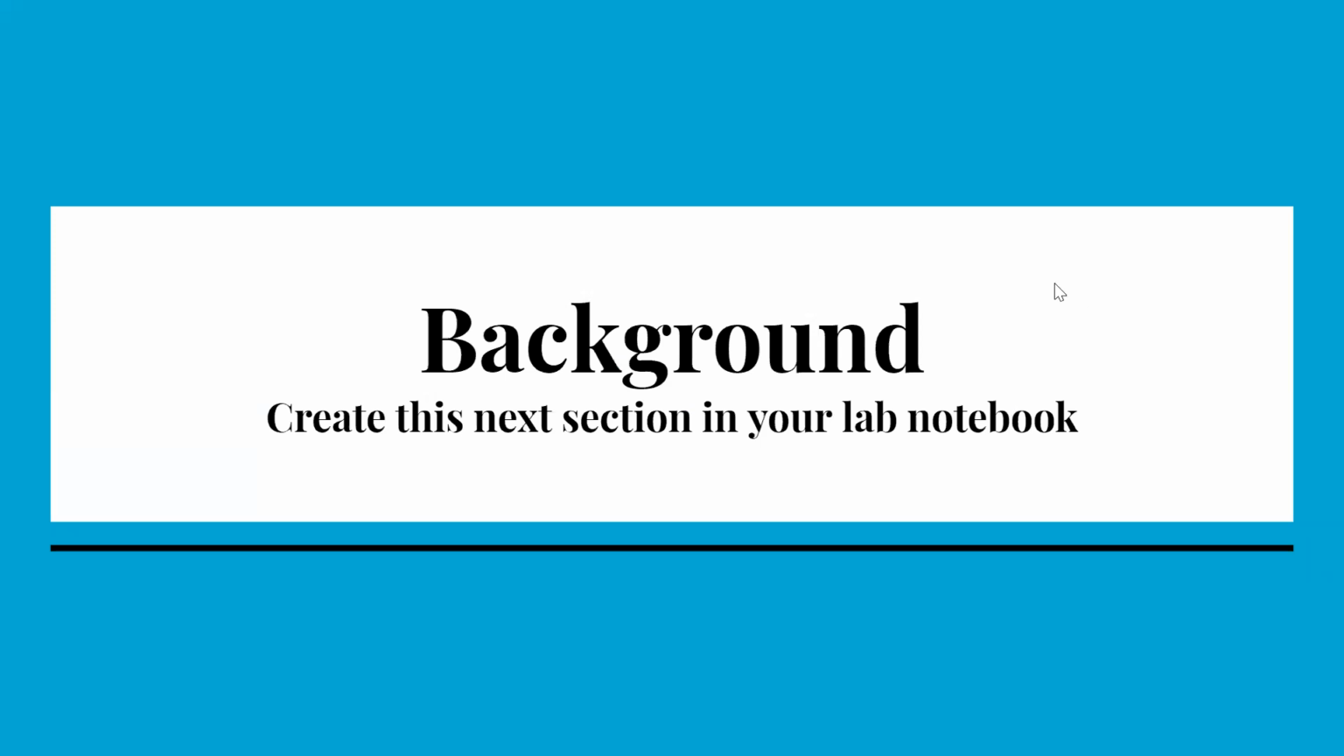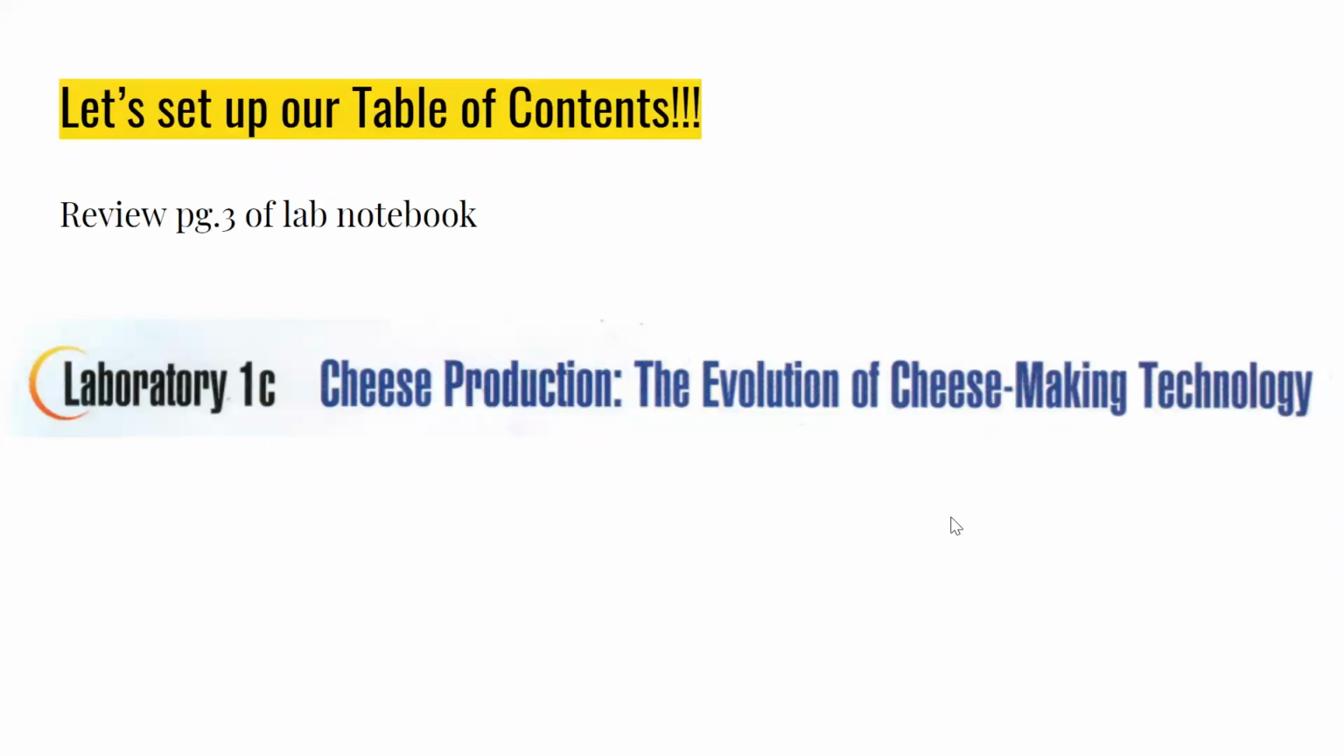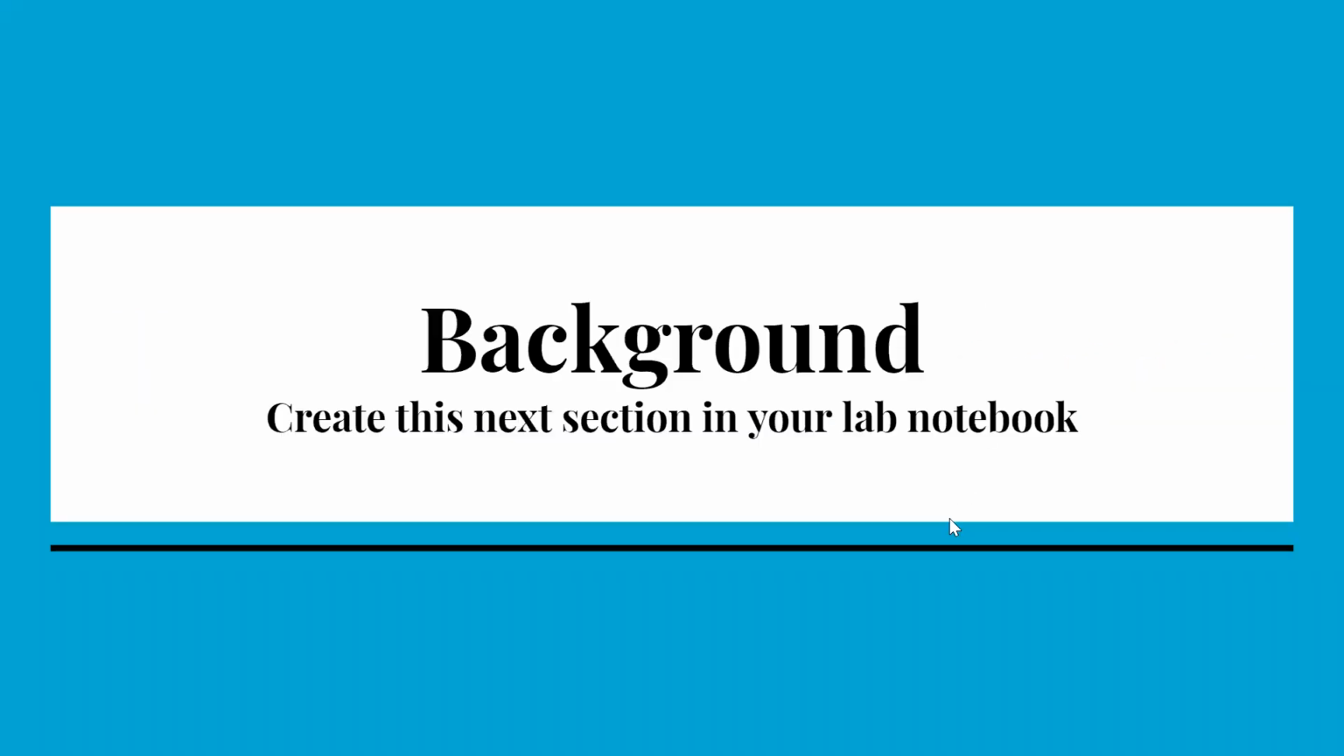The next section we will be moving to is the background. So you're going to flip to page 6. Did you all write page 6 next to your title? Okay, so we're going to actually go to page 6. If you're not done with your lines, please finish that later. And we are going to write that title one more time: Cheese Production, the Evolution of Cheese Making Technology.